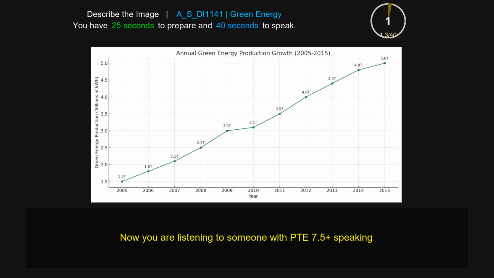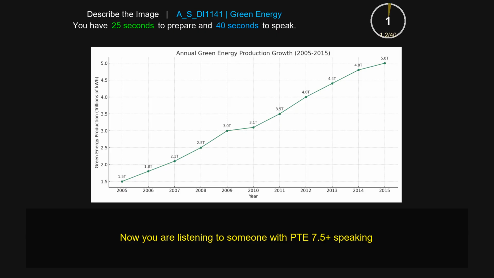This graph gives information about annual green energy production growth from 2005 to 2015. The y-axis represents green energy production, and the x-axis represents the year. In this graph, we see that 1.5 Tesla of energy was produced in 2005, in 2009 3.0 Tesla was produced, in 2013 there is 4.4 Tesla produced, and in 2050 there is a higher production of energy, about 5.0 Tesla. The whole figure is very informative, giving information about annual green energy production growth.